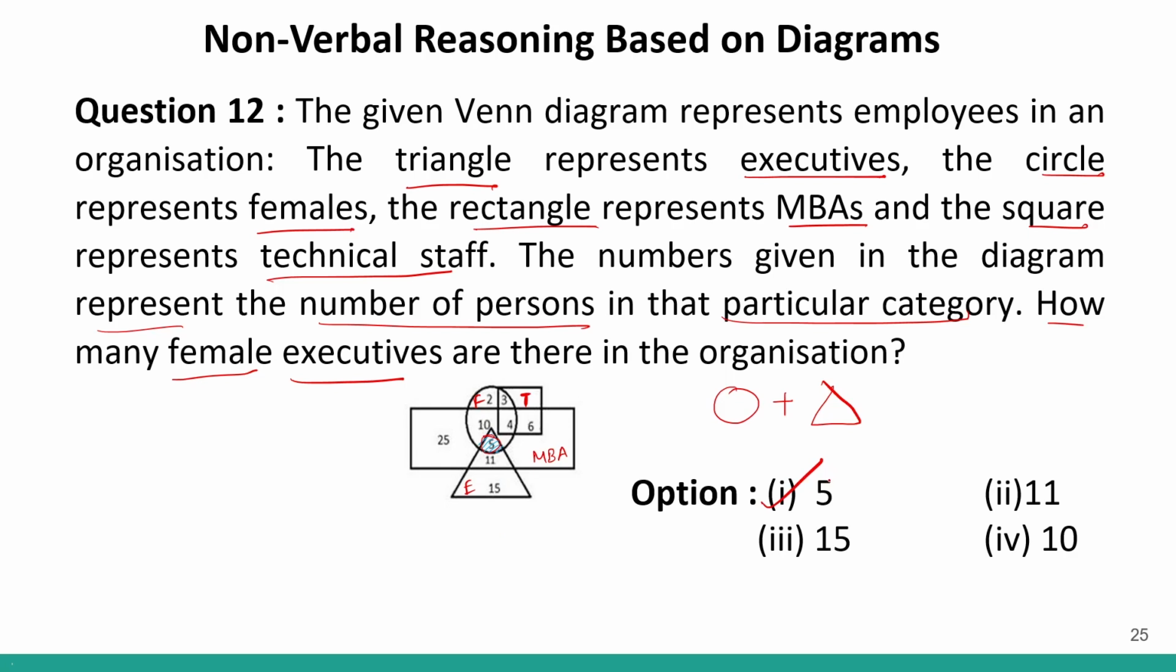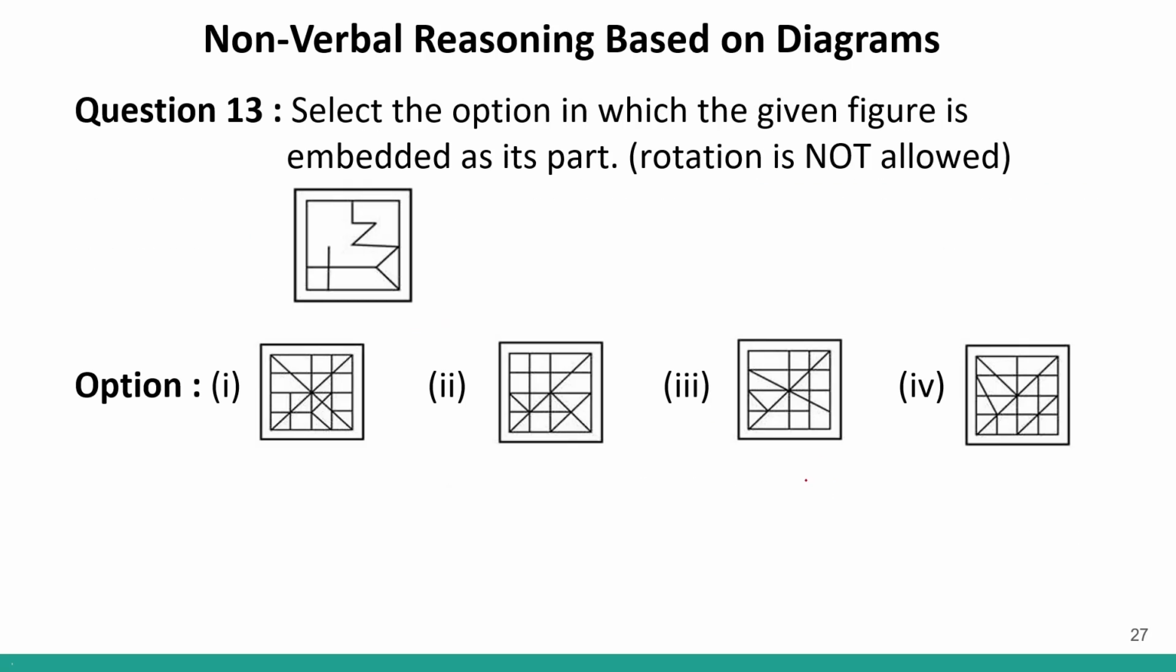Okay, so this was your question on Venn diagram. Question number 3 is embedded figure. This figure is given to us and we have to find out where this figure is being embedded. Now, if I look over here, the outside rectangle, square and inside square are the same in each figure. The one that is varying is this inside figure. And if I look at the options, I can see this being there in part in 4th.